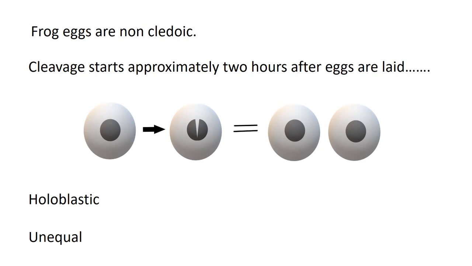Cleavage is a series of mitotic cell division where karyokinesis is followed by cytokinesis. The diploidy is retained. The cleavage in frog embryo is holoblastic, that means entire egg undergoes cleavage. However, due to unequal distribution of yolk, the cell division is also unequal. That's why the cleavage is also called as unequal cleavage.